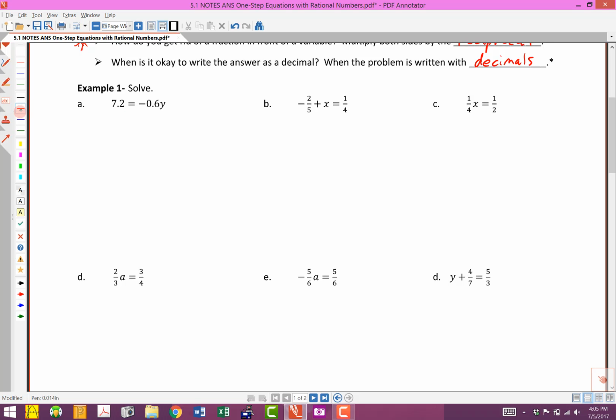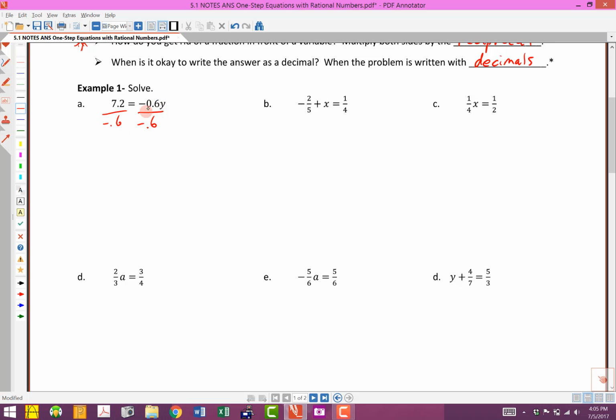I'm going to go through and do each one of these. I'm going to do them mostly by hand. If you want to double check on the calculator, then that would be just fine. So here's what we're going to do. On this one right here, we need to get the y by itself. So we're going to divide both sides by 0.6. Again, we don't divide by 0.6y, just the 0.6. That's the only thing we want to get rid of. We want to leave the y over here.